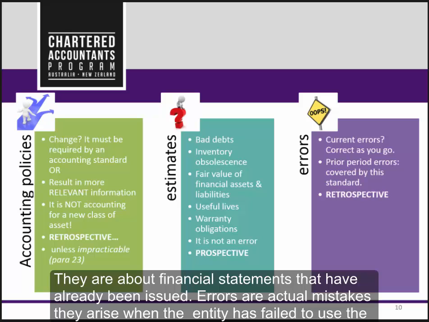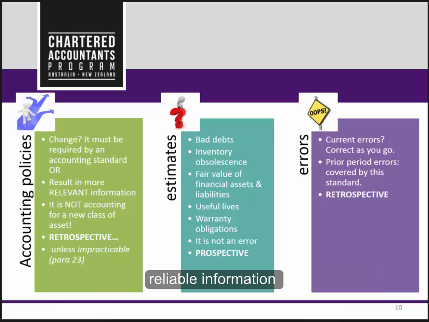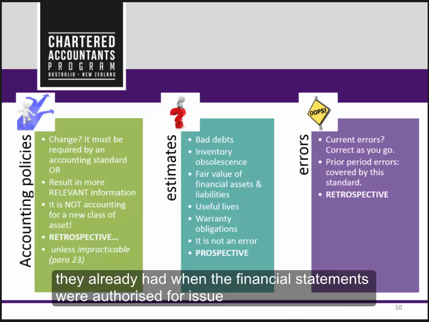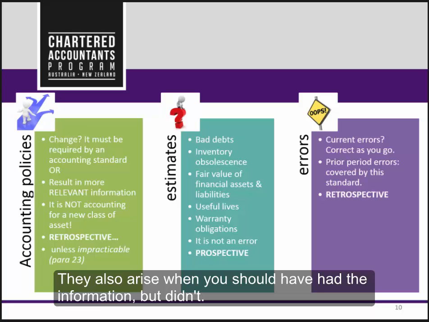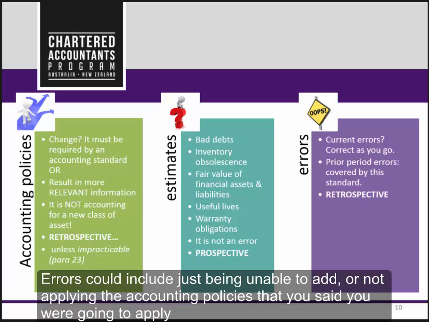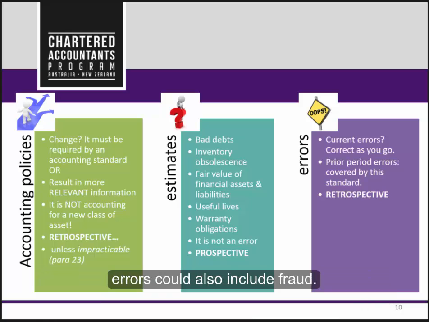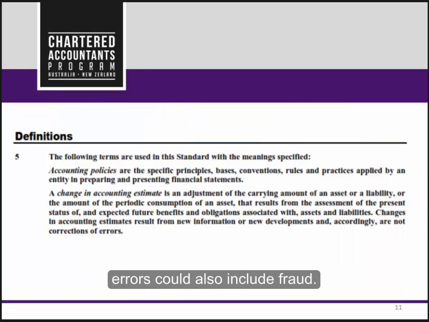Errors are actual mistakes. They arise when the entity has failed to use the reliable information they already had when the financial statements were authorised for issue. They also arise when you should have had the information but didn't. Errors could include just being unable to add or not applying the accounting policies that you said you were going to apply. Errors could also include fraud.